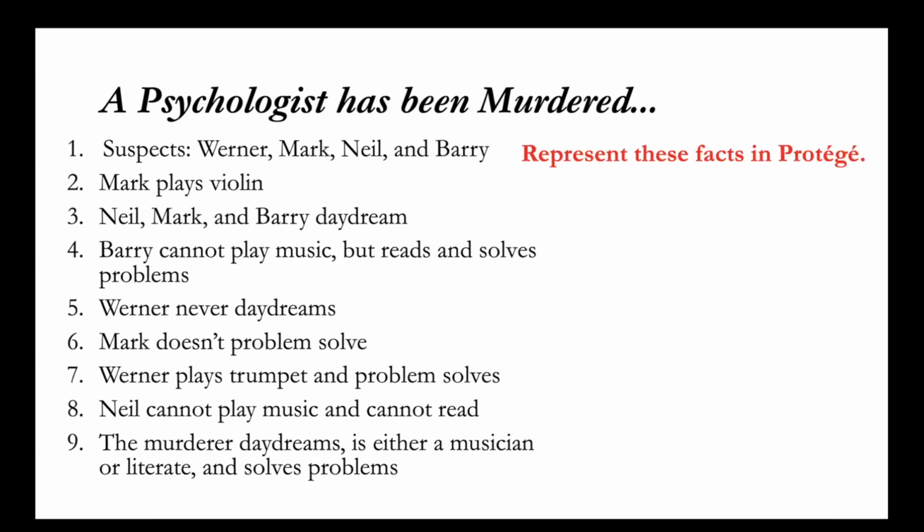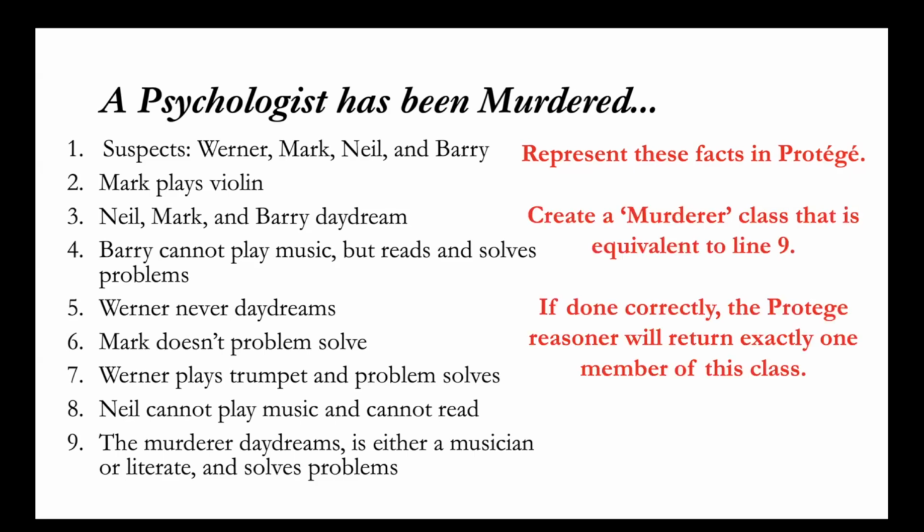Your task first is to represent these facts in Protégé. And then, pro tip, I'll have you create a murderer class that's equivalent to line 9. If done correctly, and you've spelled out the facts in 1 through 8 in Protégé well enough, when you hit the reasoning step, you'll push a button and Protégé will tell you who the murderer is. Go forth and model in your Protégé. Feel free to ask me questions.